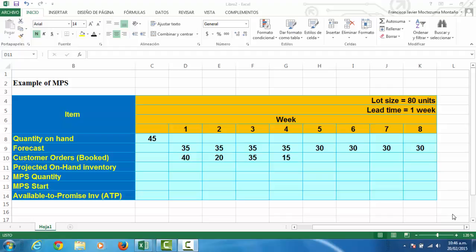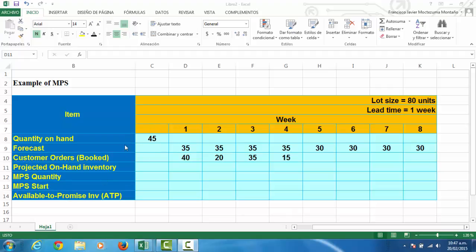I'm the titular professor of the production management course, and this time I will try to explain you an example of master production scheduling. Here we have a table with information about lot size 80 units and lead time 1 week. In this part we have the elements of an MPS table: quantity on hand, forecast, customer orders, projected on-hand inventory, MPS quantity, MPS start, and the available to promise, ATP.